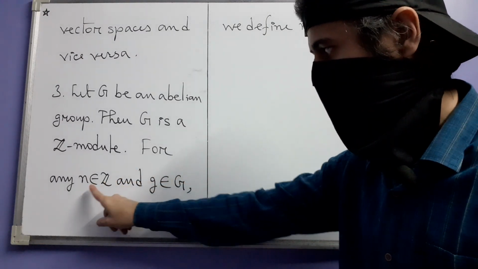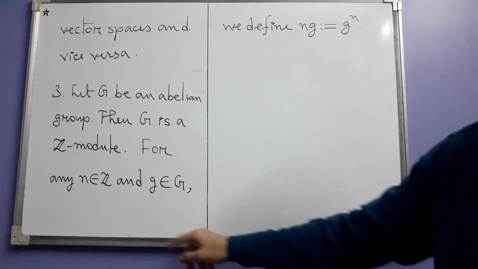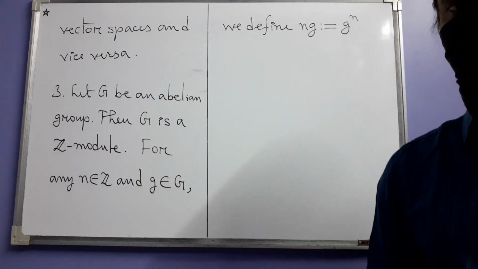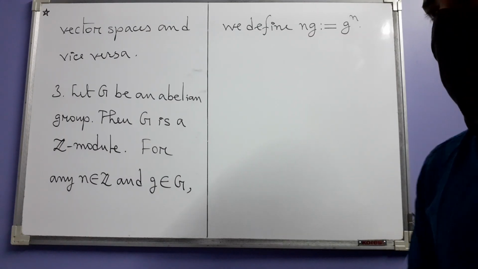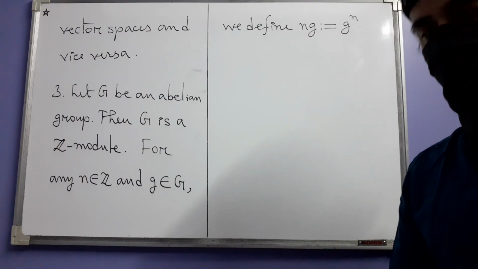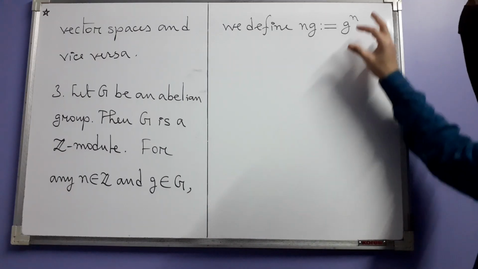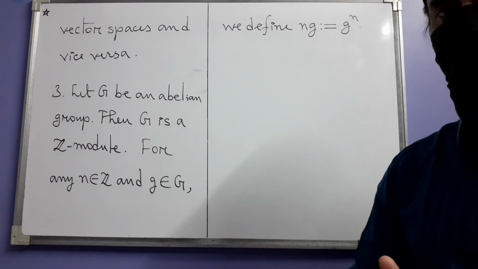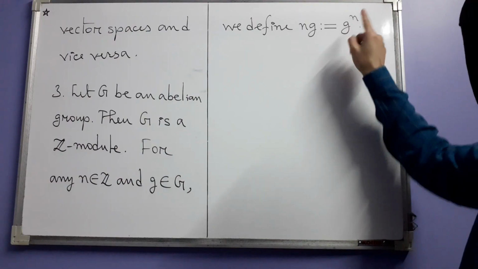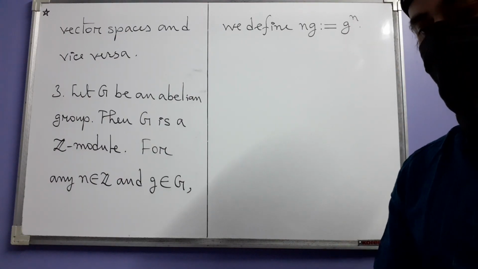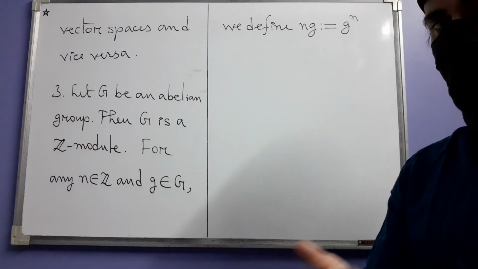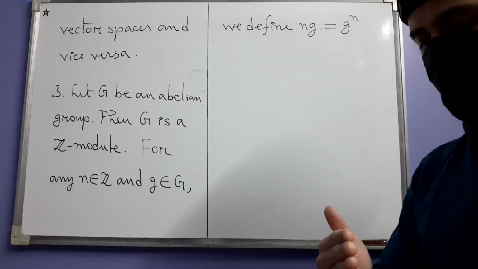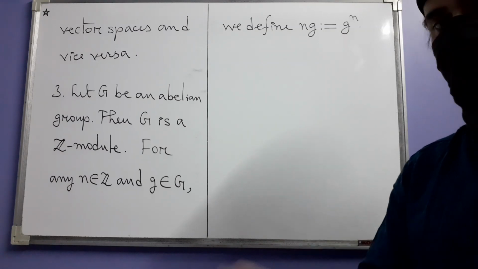For any integer n and any group element g, by ng we mean this integral power of g, where the exponent is n, which is something we already know from group theory. We know what this means. This itself is partly defined depending on the sign of n. If n is positive, then this is defined recursively. For example, say you define g to the power 1 to be just g.